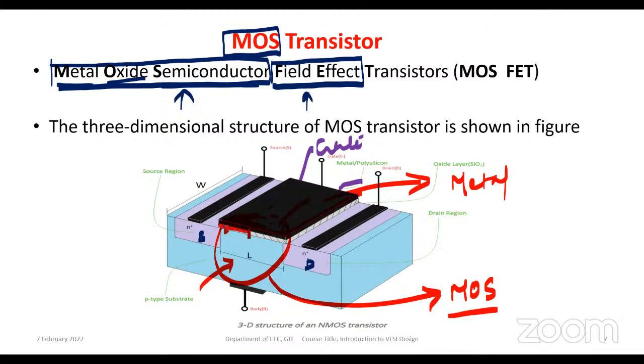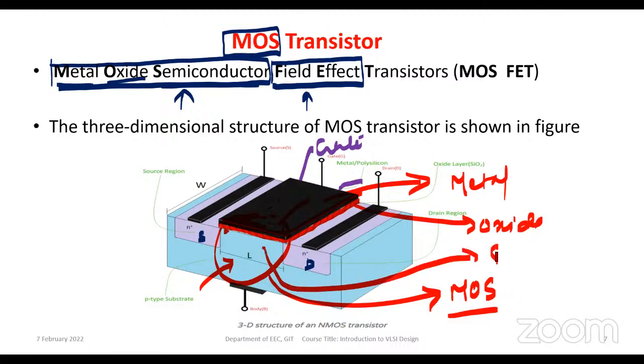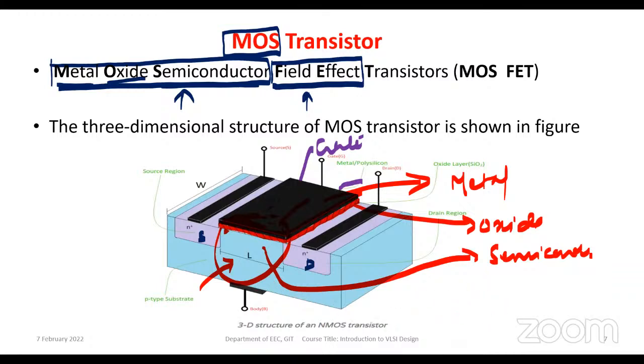Under this, whatever we can observe here, is called an oxide. This is called a semiconductor. So this structure is important. We need to understand this structure more carefully in order to develop the characteristics of this MOS transistor, right? So let us look at this MOS structure.